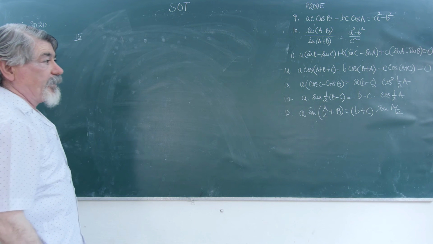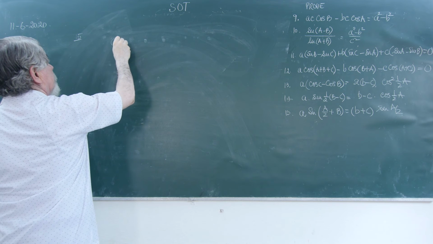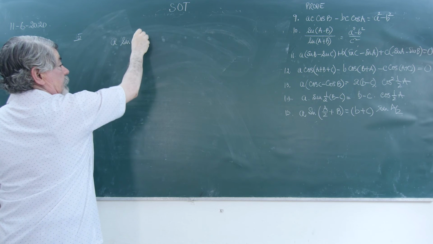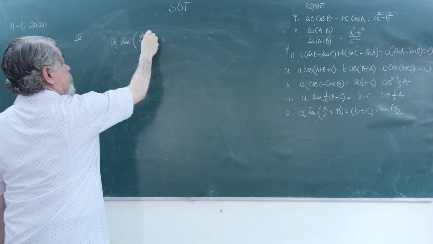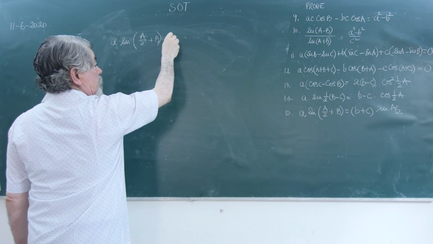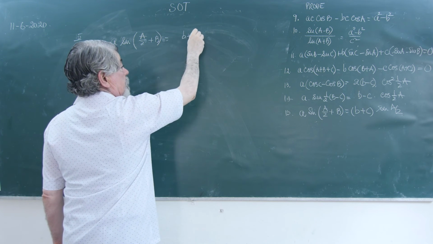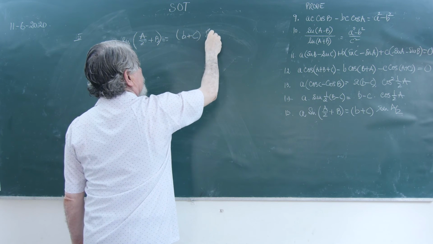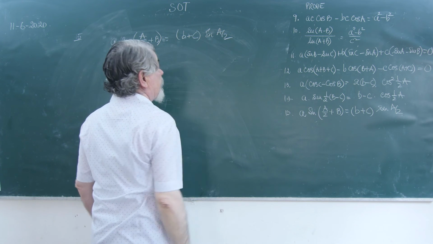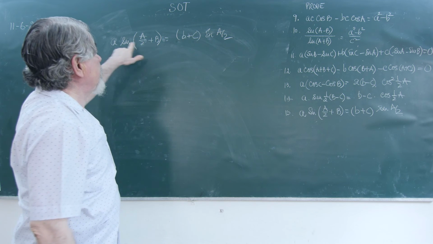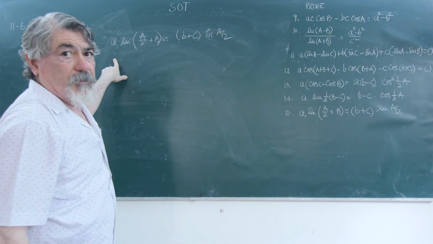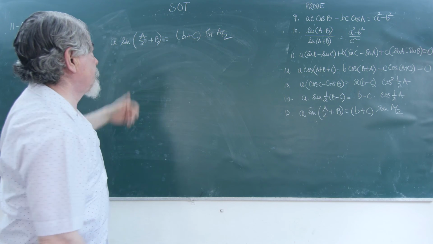We have A sine A upon 2 plus B is equal to B plus C into sine A upon 2. Again the same kind of question, B plus C upon A, I'll solve and try to get this.